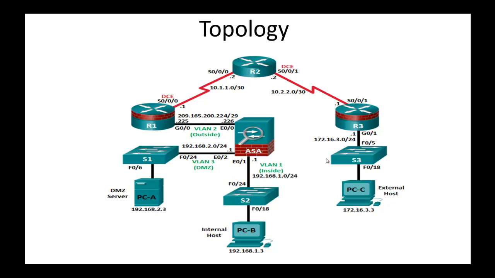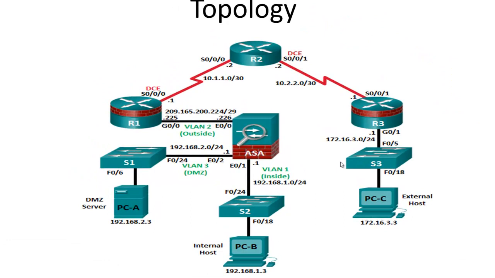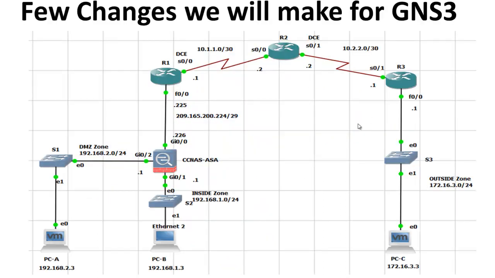And for the DMZ zone, the 192.168.20/24 network will be used. So today we are going to implement this topology in GNS3. To implement it in GNS3, we are going to make a few changes. The original lab, the CCNA Network Academy, requires the use of ASA 5505. Unfortunately, this 5505 ASA is no longer recommended by Cisco. So to implement this in GNS3, I used ASAv.